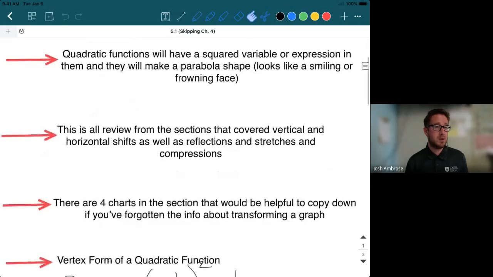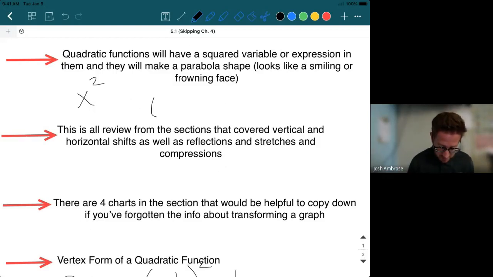So basically, what is a quadratic function? Simple definition here. You're going to have a squared variable, or you could actually have a squared expression. All right, and then just a real quick difference here. If all you see is x squared, that's just a squared variable. But what would it look like to have a squared expression? It would be something like that.